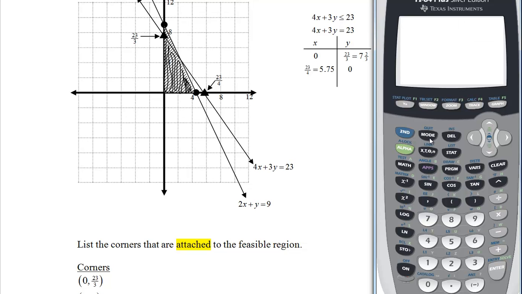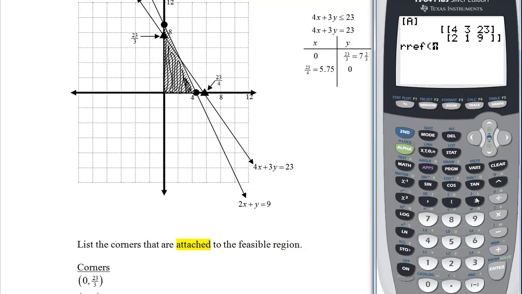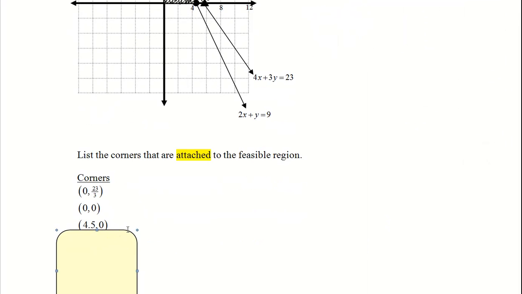Second quit. Let me get the matrix back. See if I agree with it. And remember, I use that RREF, which is under math. For second matrix. So they hit at 2, 5. There's 2, 5, pretty close. So those are my corners.